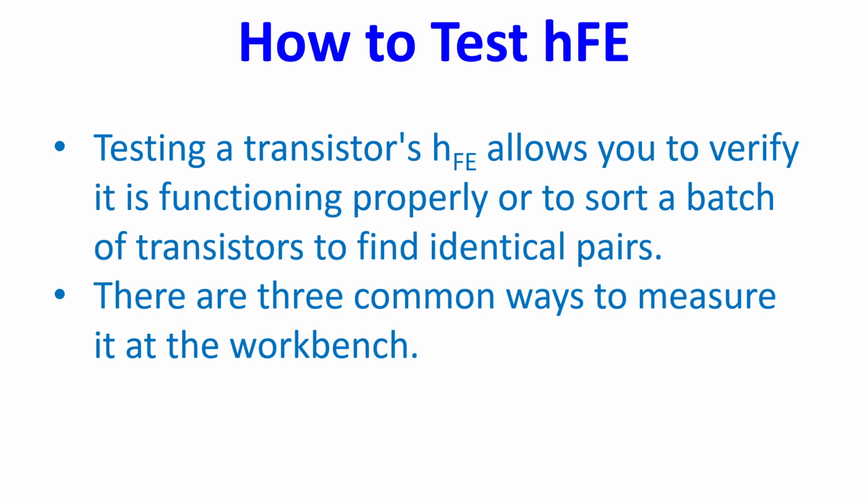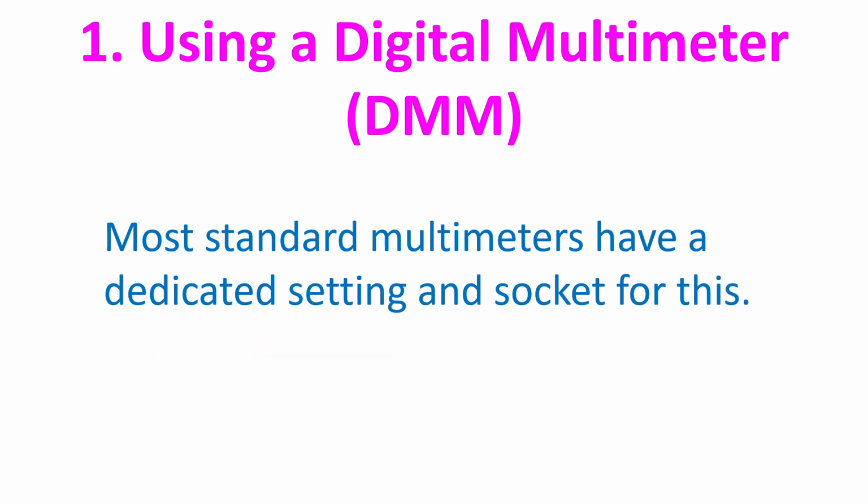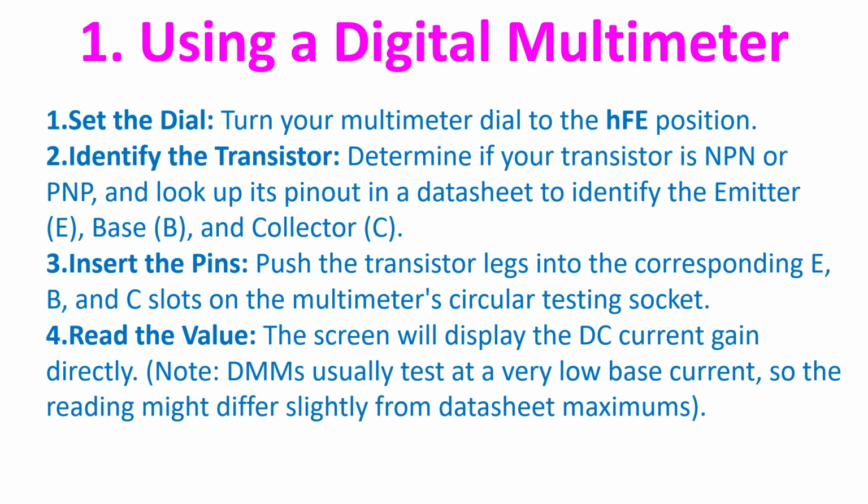Testing a transistor's hFE allows you to verify it is functioning properly or to sort a batch of transistors to find identical pairs. There are 3 common ways to measure it at the workbench. Using a digital multimeter. Most standard multimeters have a dedicated setting and socket for this. Turn your multimeter dial to the hFE position.